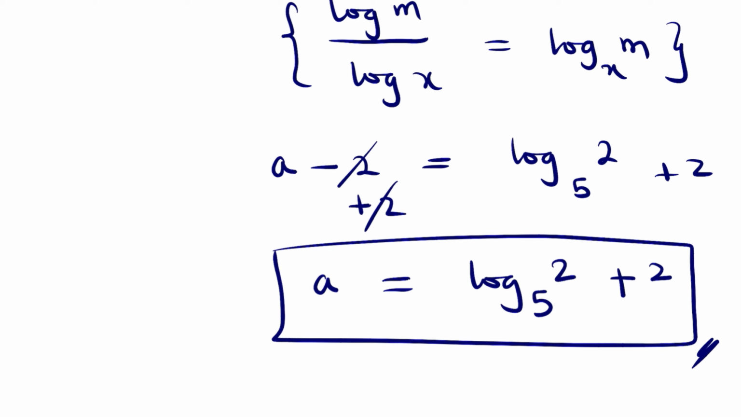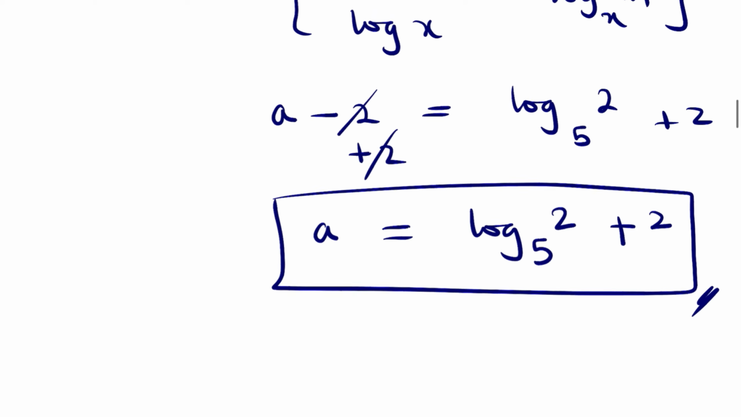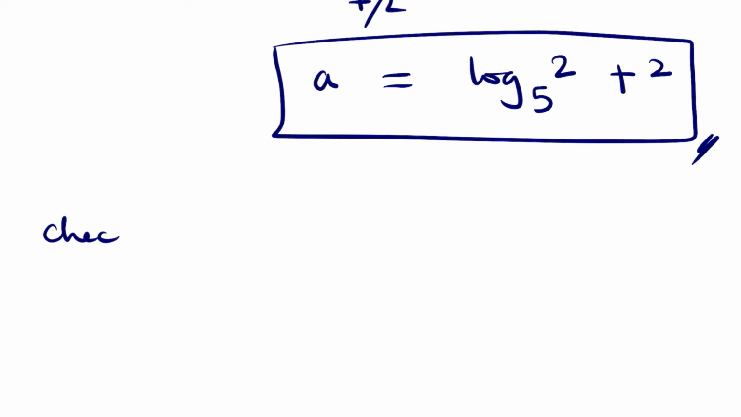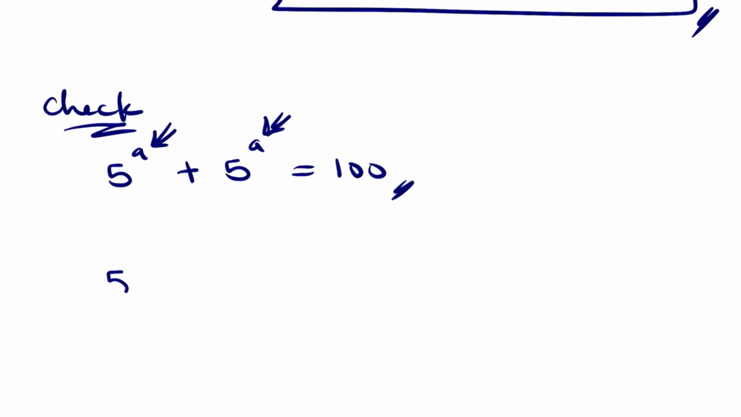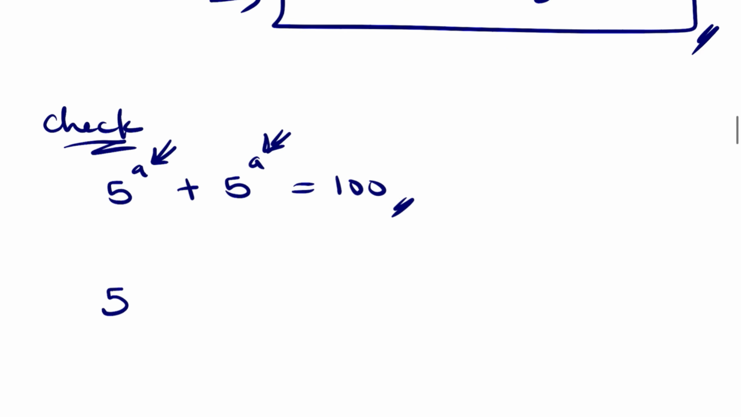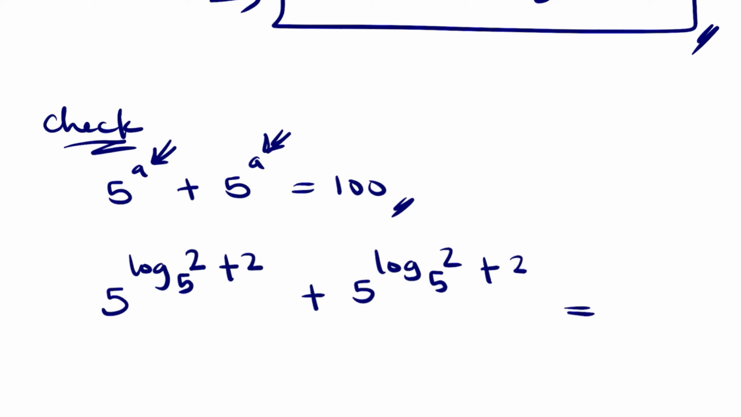Now, to confirm that this final answer is correct, we are going to insert it. Remember, our initial equation is 5 raised to power a plus 5 raised to power a is equal to 100. Now we are going to insert this value, a equal to log 2 base 5 plus 2, into each of these positions, and it should give us 100 on the right hand side. So we say 5 raised to power a is log 2 base 5 plus 2, then plus 5 raised to power log 2 base 5 plus 2, and this should give us 100.